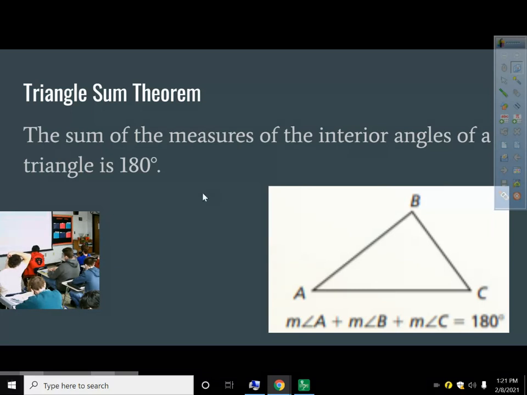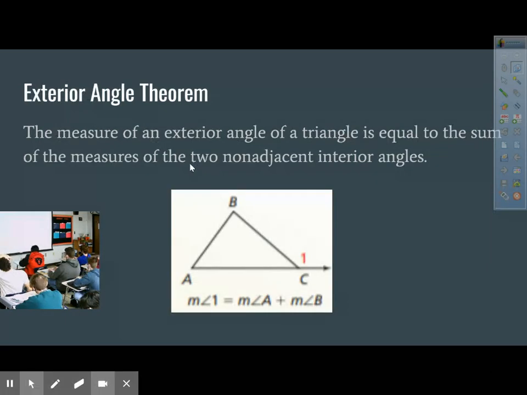All right, and then the other theorem we're going to discuss is exterior angle theorem, or just EAT. First, I'll give you a moment to write down the definition of exterior angle theorem on the left. The measure of an exterior angle of a triangle is equal to the sum of the measures of the 2 non-adjacent interior angles. So I'll give you a second to write that down over there on the left.